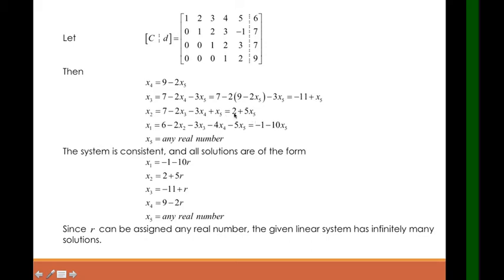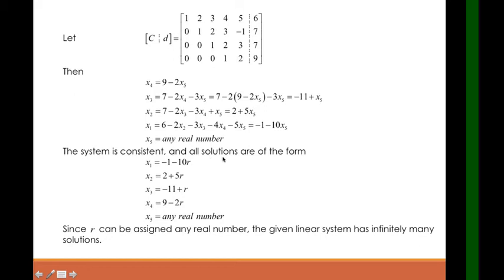So, the value of x sub 2 is this one. And same with x sub 1. The value of x sub 1 is negative 1 minus 10 x sub 5. As you can see, lahat sila may x sub 5. So, therefore, x sub 5 is any real number. Kahit anong real number siya, pwede. It can be a negative or a positive real number. Okay? So, the system is consistent.